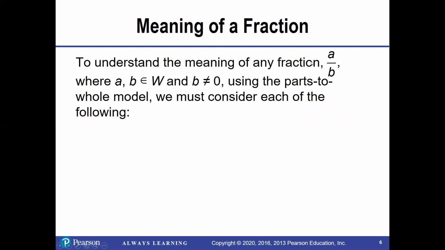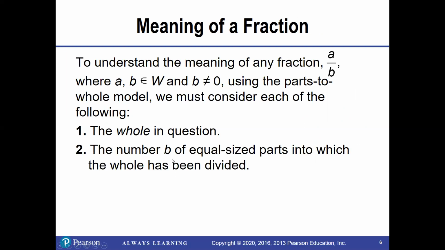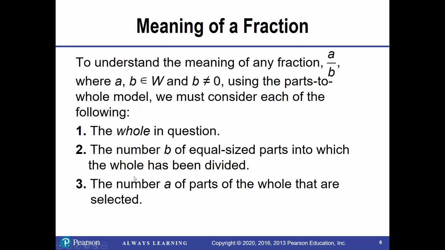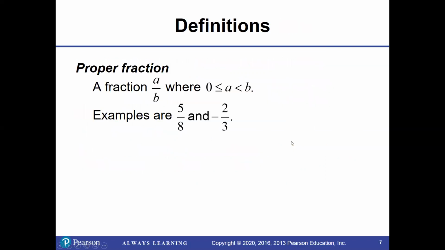It says to understand the meaning of any fraction A over B, B cannot be 0, and what we're using is the parts-to-the-whole model. Okay, and how do I deal with parts to the whole? Well, you have to know what the whole in the question is. And the number B of equal size parts into which the whole has been divided. So if I have a whole, which is 1, B is how many equal pieces the whole is divided up into. And then A is the number of parts of that whole that you're going to select.